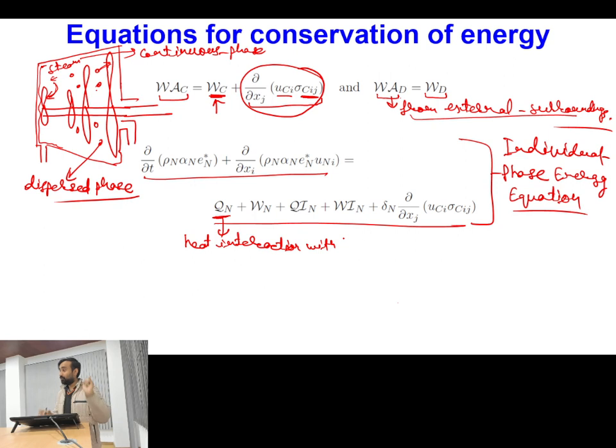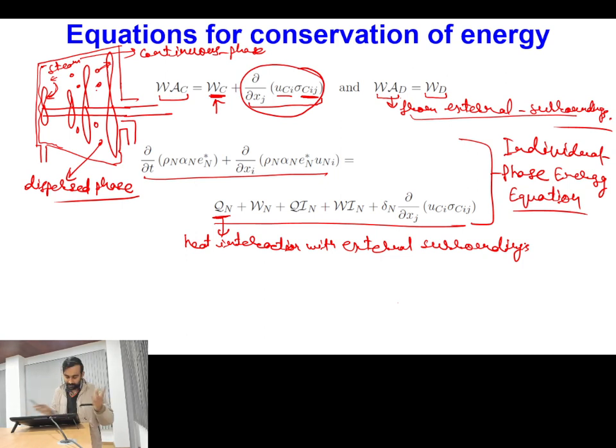I am using the word external surroundings. External surroundings means, of course, for any phase, whatever is outside that phase is its surrounding. But what I am saying is that external surrounding means any surrounding which is outside the whole control volume. So for the dispersed phase, how much is it actually interacting with heat?